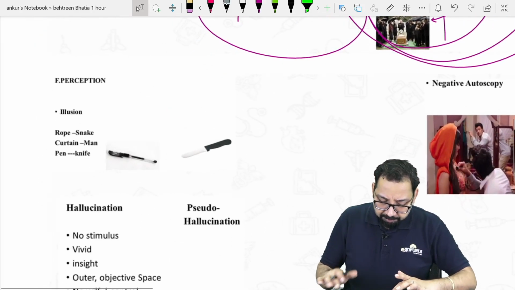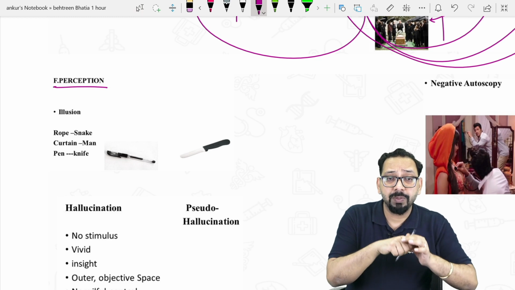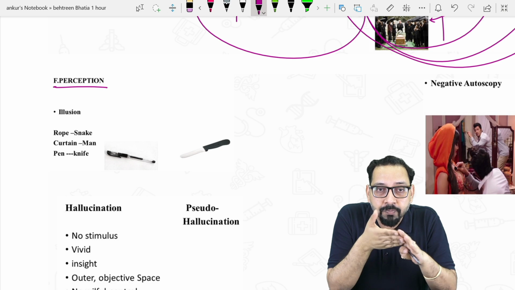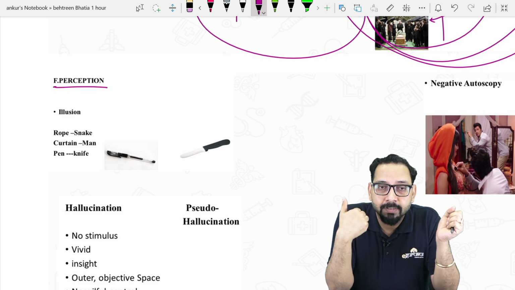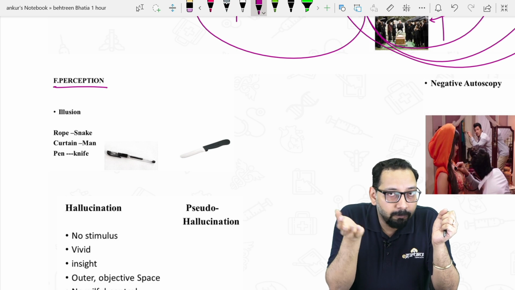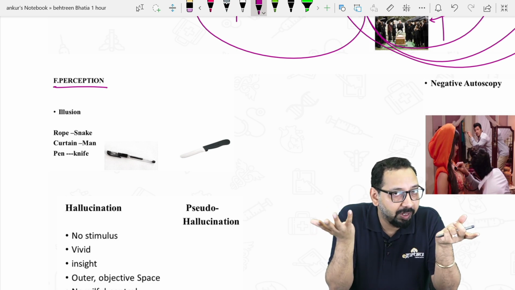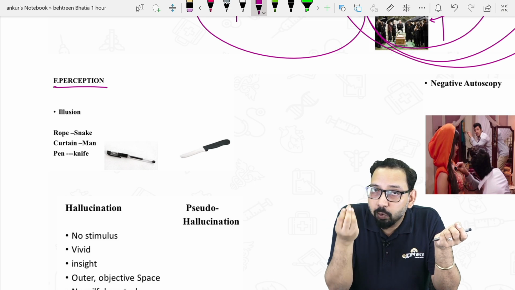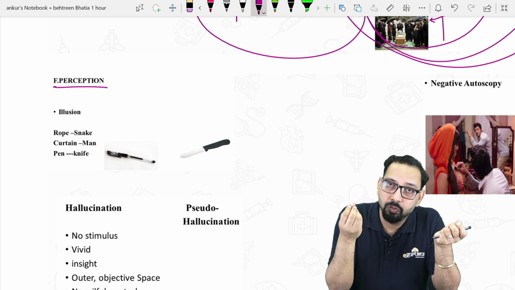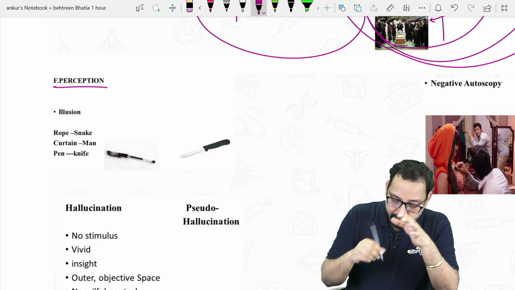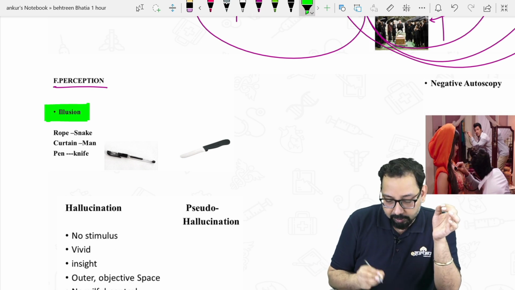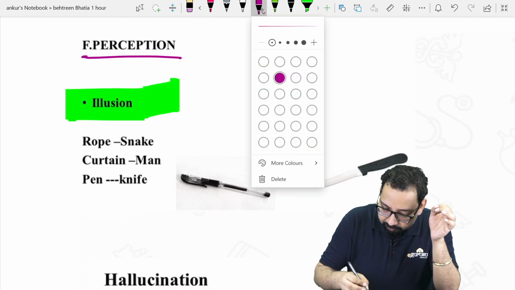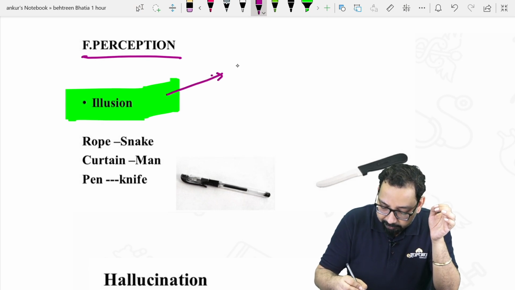Now, perception. The next point is perception. Perception is any information which we get with our sensory organs. We touch, we smell, we taste, we see, we hear. These are the five perceptions, all of you know. Sometimes there are abnormalities in perception, and those are the questions. The first abnormality in perception is illusion. Illusion is misinterpretation of stimuli. This question is often a direct single liner.